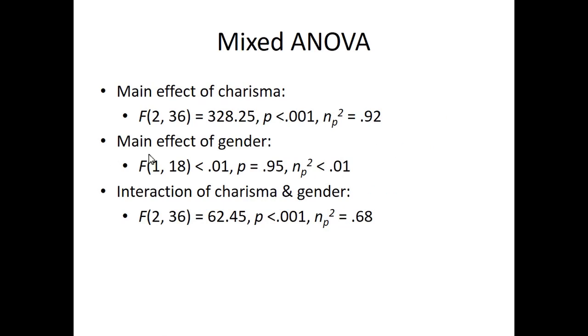So I just wrote out what those would look like. So no effect for gender. So this is something new. We have very, very small Fs or eta values. You can list them as less than 0.1. Sometimes you'll see people write them like this.